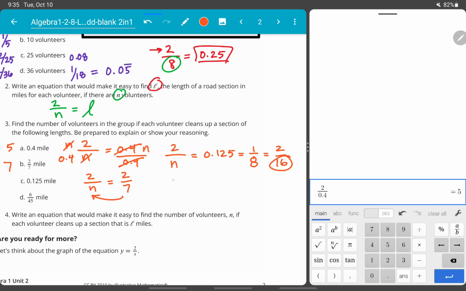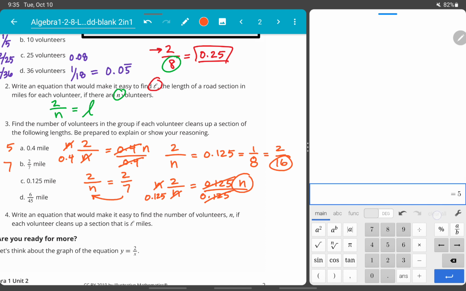Or we can do what we did before, which was we took 2 over n equals 0.125, and we multiplied both sides by n to make the n's cancel, and we divided by 0.125 to make those cancel, and then our value of n is going to be equal to 2 divided by 0.125. So the advantage to this is we let the calculator tell us the answer, and we get 16.